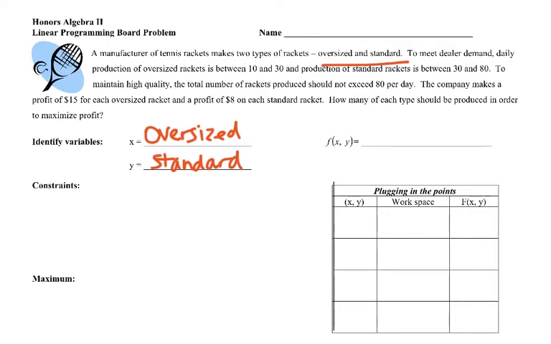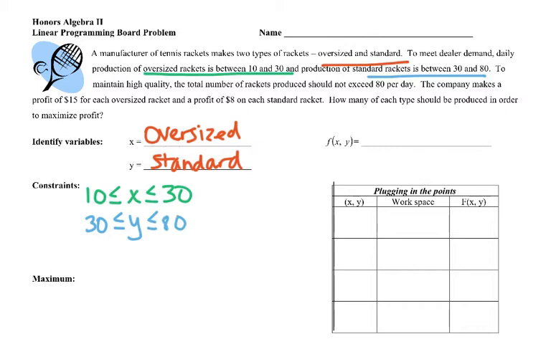And then they're going to give us these constraints. They say the oversized is between 10 and 30. So that means 10 is less than or equal to X is less than or equal to 30. And the standard rackets is between 30 and 80. So 30 is less than or equal to Y is less than or equal to 80. And then it says the total number of rackets should not exceed 80 per day. So X plus Y is less than or equal to 80.